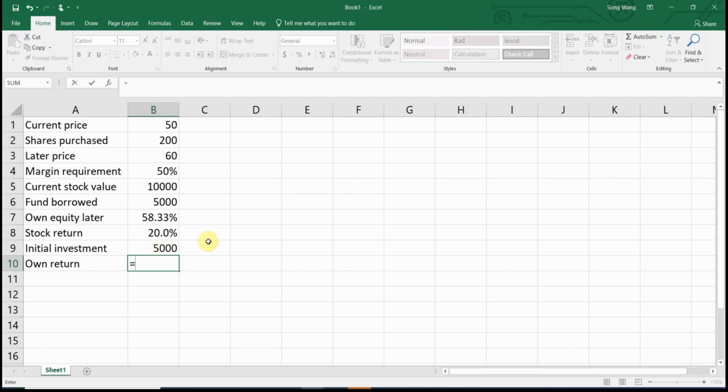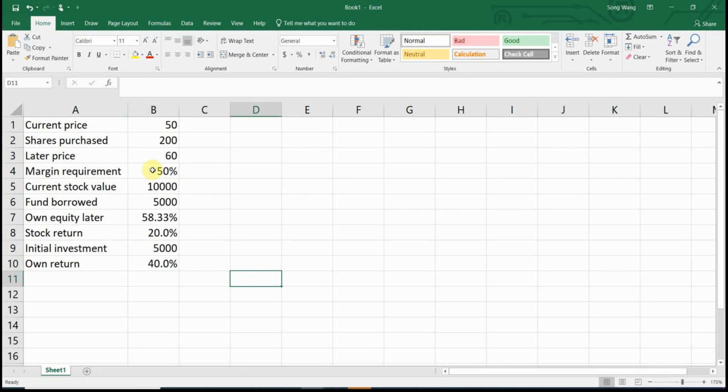So you will need to use the later price times the shares purchased minus the money you borrowed that does not belong to you, all right? And the rest will belong to you. So this basically will give you $12,000 from the later higher price minus the $5,000 you borrowed, and then divided by your initial investment, okay? And of course, you need to subtract 1 to get the return. So that is 40%.